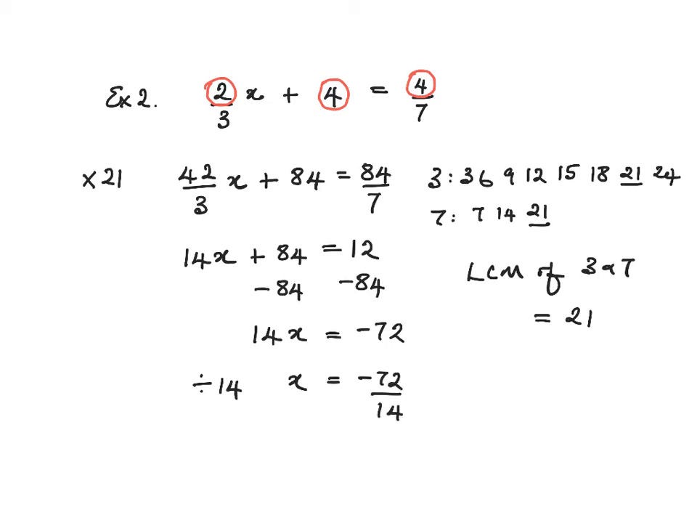Now, what we're going to have to do is to divide both of those by, certainly by 2, and that would give us minus 36 over 7. We can't go any further than that. There is the answer then.